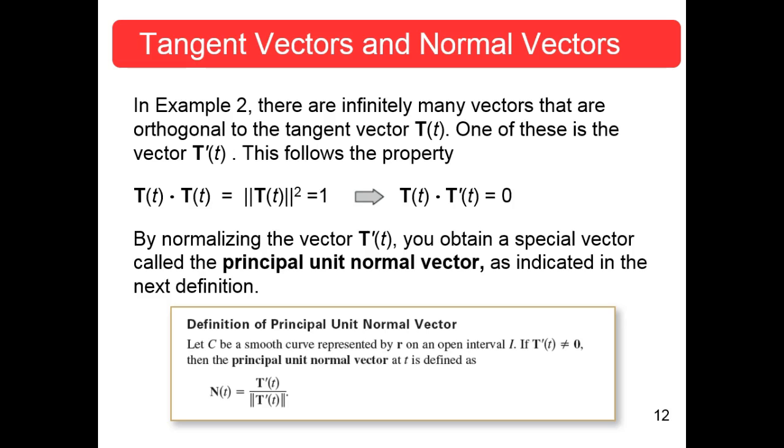Now, okay, here's what I was trying to talk about before. I thought this was part of example 2. It's not. In example 2, there are infinitely many vectors that are orthogonal to the tangent vector, capital T. You can have here, here, here, anything perpendicular, orthogonal to that tangent vector T. One of those is the vector T prime, and that comes from this.